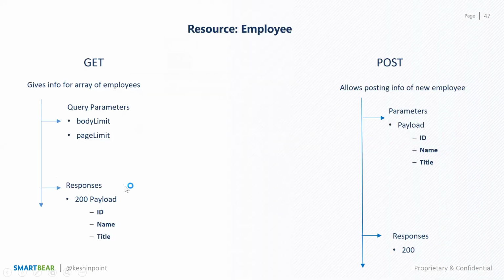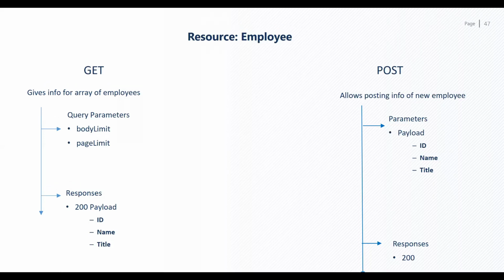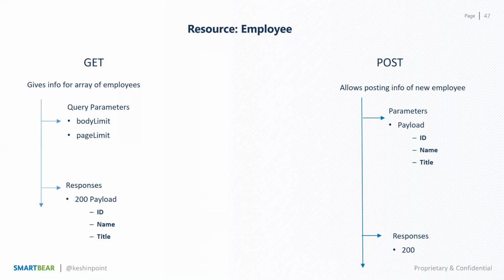So remember, the objective is to design an API for HR, the HR API, to get information about employees. So this is a high-level plan. Over here, you can get information. It gives info for an array of employees. We will expose one or two query parameters, and we will define what the successful response payload is. And from here, we'll also show you how you can define a post method, where you can put in new information about an employee as well. So from here now, let's go into SwaggerHub.